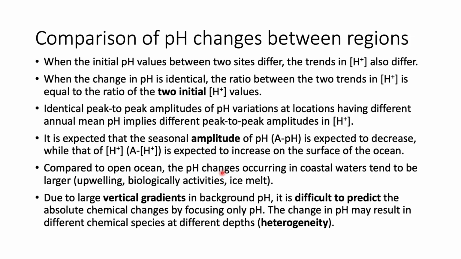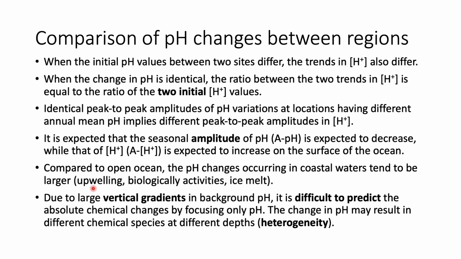Compared to the open ocean, the pH change occurring in coastal water tends to be larger. Why is the problem more in the coastal region? Because various biological activities are happening, ice is melting, which brings lots of ions, and upwelling is another reason. So these are all the reasons the coastal region has a higher H+ ion concentration, or pH change occurring at a higher level. And due to the large vertical gradients in the background pH, it is very difficult to predict the absolute chemical change by focusing only on pH.